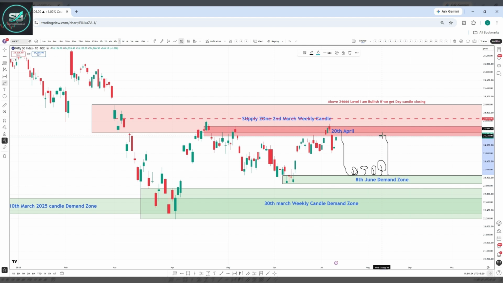for this supply zone as the target. So right now we don't have any long trade in Nifty unless I see a closing above this level. Right now we should be very cautious here in Nifty. You might see one more green candle tomorrow, so that everybody thinks Nifty is going to break out, and then suddenly you will see a down move in Nifty.